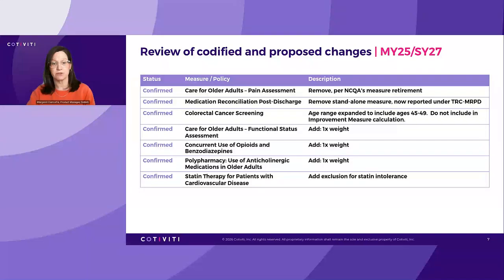Colorectal cancer screening's age range was expanded to include ages 45 to 49. CMS recently clarified that the updated measure will not be included in the improvement measure calculation this year, so make sure that's removed from your calculations. 3 measures entered the STAR ratings program at a 1x weight, including COA functional status assessment, COB, and poly-ACH.